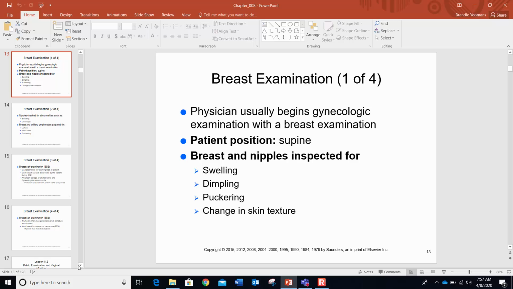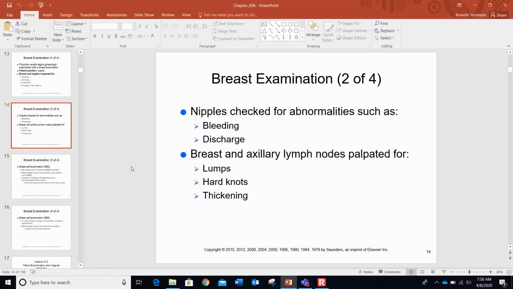So the breast exam. Remember, the breast exam is part of the GYN exam. We can't forget the breast. It's not just the pelvic exam. So what do we do the breast exam for? Well, we do that so we can, again, check for early signs of disease. With this exam, the physician and the medical assistant place the patient in the supine position, and they're going to inspect the breast and nipples for swelling, dimpling, puckering, and change in skin texture. We're also looking at the nipples for any bleeding and discharge. And then, of course, the breast and the axilla, which is up in the armpits. We're looking for lumps, hard knots, and thickening.